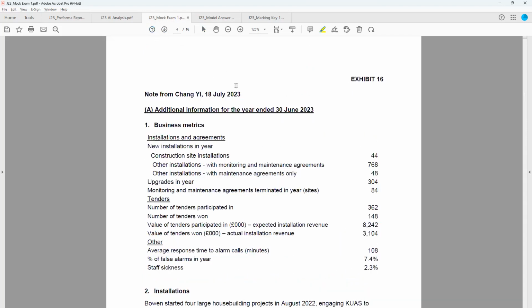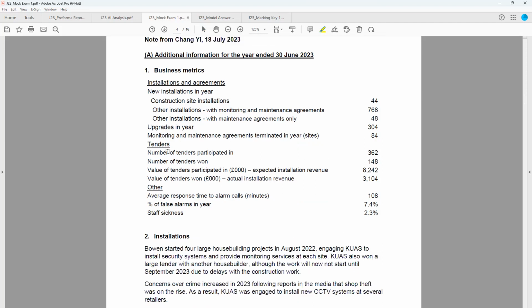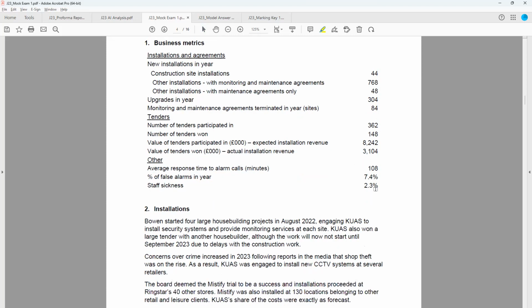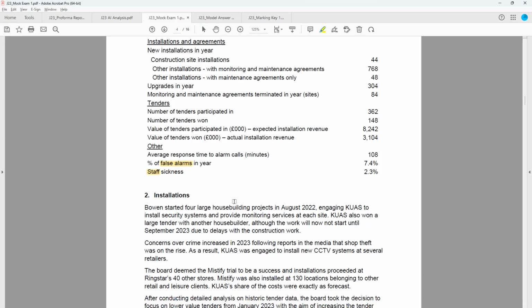So we know kind of what's happened with revenue, and of course we would have picked up some of the metrics from here, like the number of installations, number of upgrades, and amounts, monitoring and maintenance agreements which were terminated in the tender figures. Obviously, we've got these non-financial metrics as well, which we're going to try and use in our answer. But of course, that fits in quite nicely with staff. This has an impact on M&M, and we can kind of think about response times where we might include those.